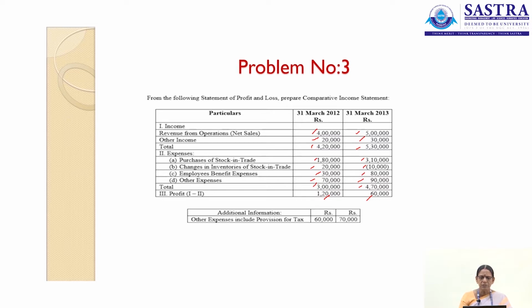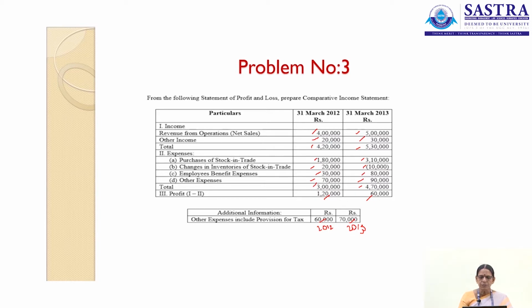Here is an additional information given. Other expenses include provision for tax 60,000 in 2012 and 70,000 in 2013. This is for your 2012 and this is for 2013. See here, this other expenses includes the provision for tax. This provision for tax is a balance sheet item that will appear only in the balance sheet. This should not be included in the income statement.